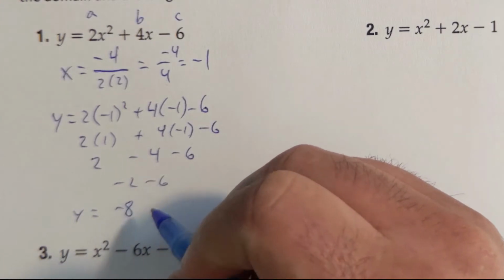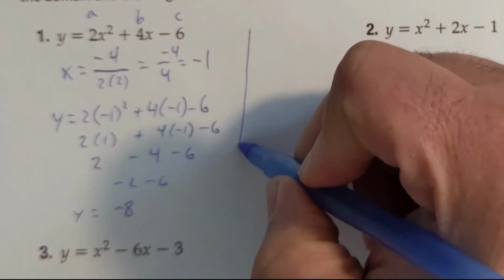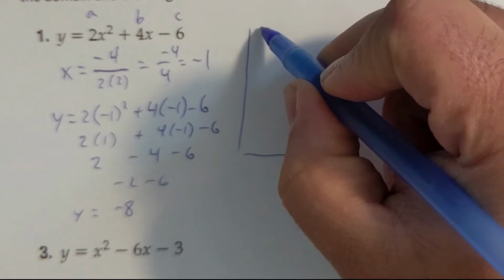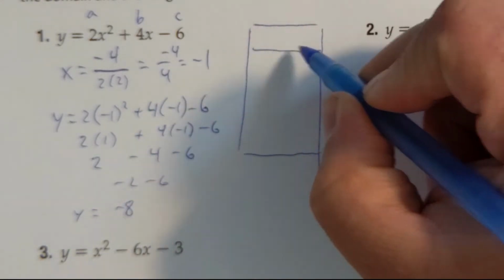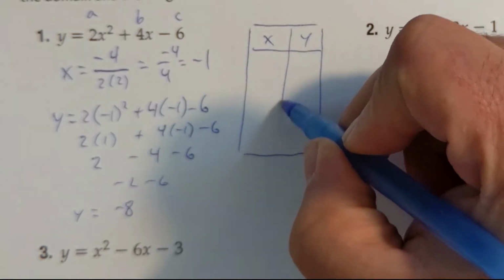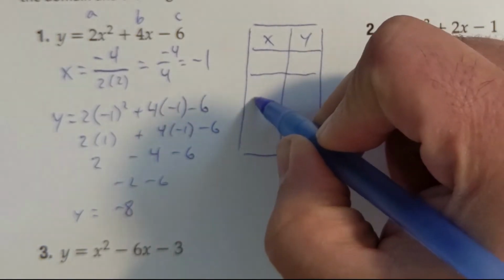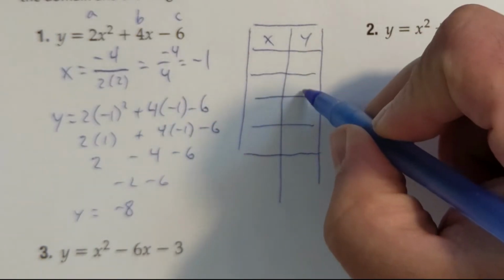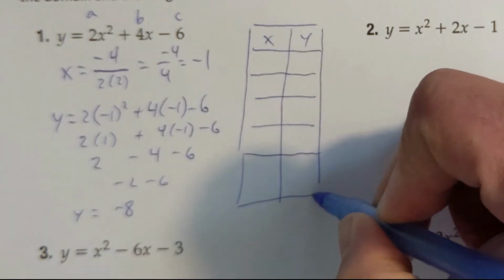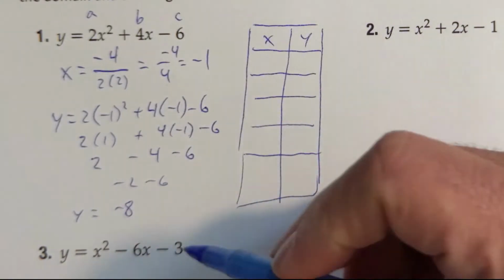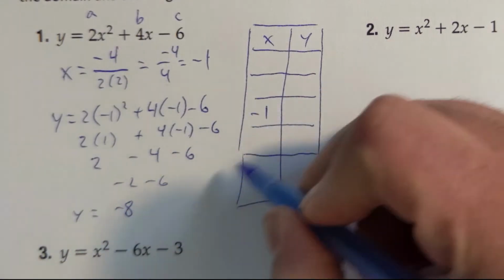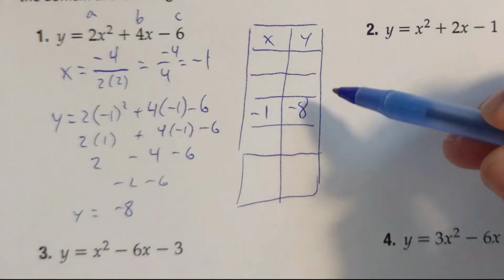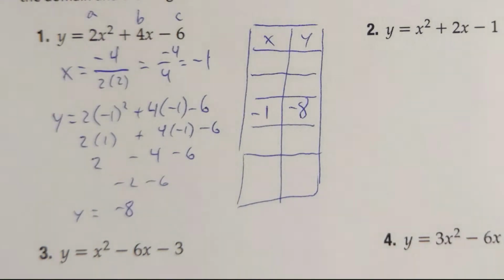So that means your coordinate for your vertex, the first point you're going to do on your table, x, y. We want 5 points. So the first point on your table is going to be negative 1 and negative 8. Remember, we try to put that in the middle of our table. That way we can just go up and down from there.